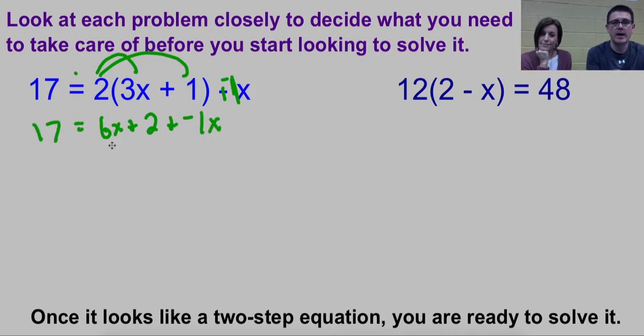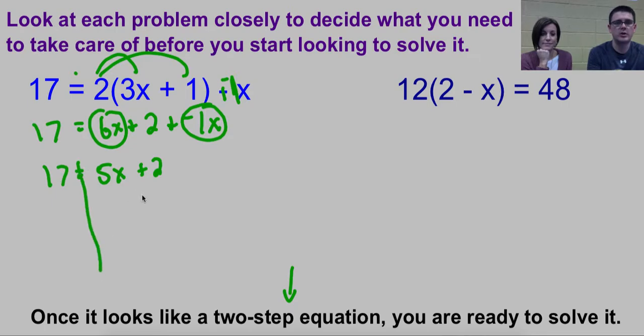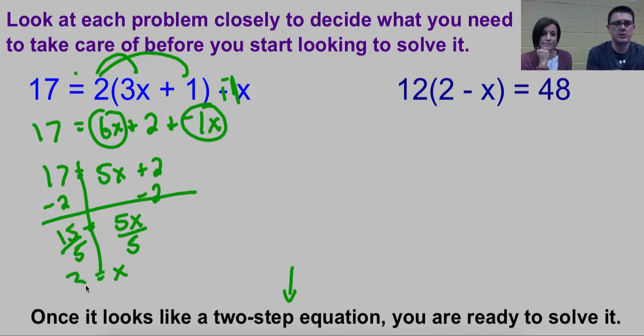Second step is combine your like terms. 6x and negative 1x is 5x. Plus the 2 comes down is equal to 17. Now it's a two-step. Now I'm ready to solve. This part should be the easy part now. I'm going to subtract 2 to undo my addition. 5x is equal to 15. I'm going to divide by 5. And x is equal to 3.